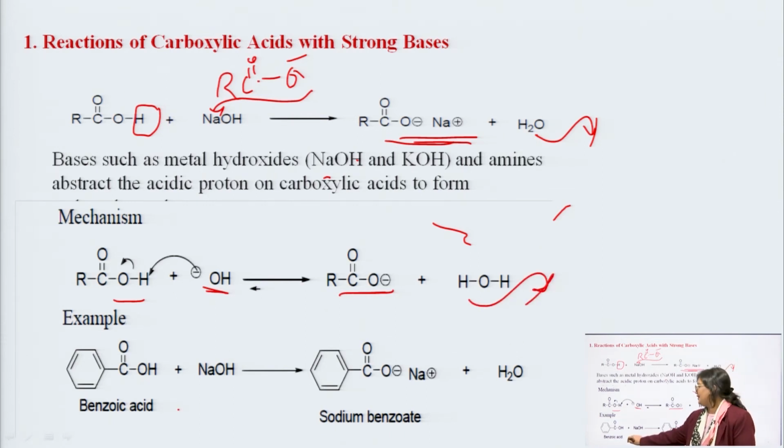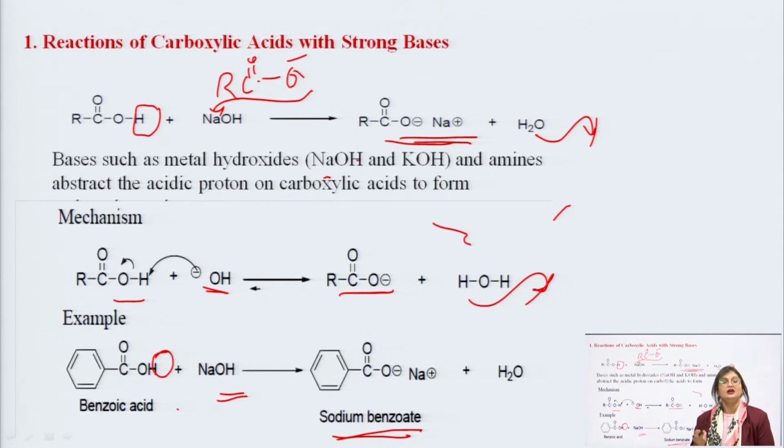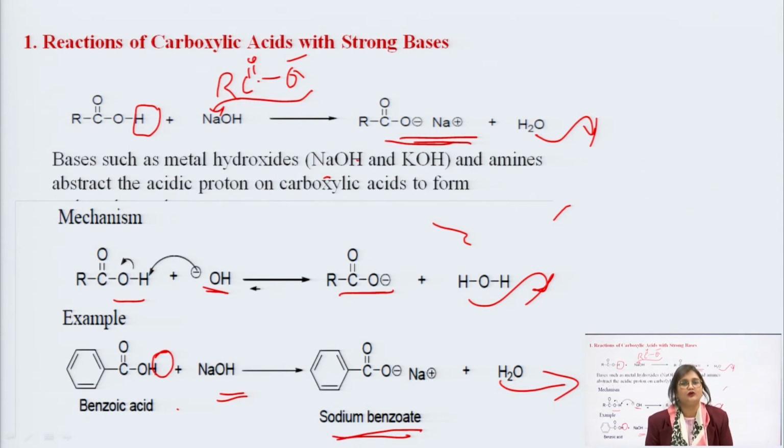For example, benzoic acid upon treatment with sodium hydroxide leads to production of sodium benzoate, wherein the acidic hydrogen is attacked by the base. Removal of the acidic hydrogen atom leads to the formation of a benzoate salt, sodium benzoate, with the removal of a water molecule. So, this is how an acidic hydrogen atom is attacked by a base.